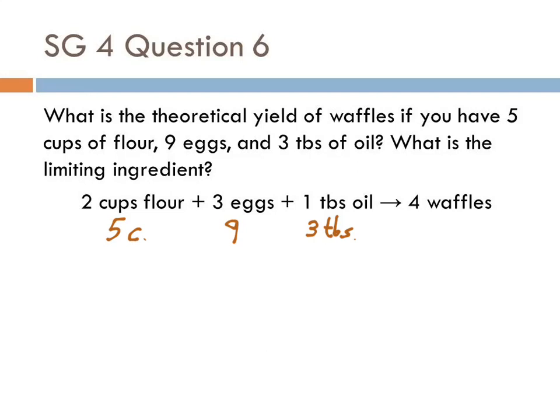And the question is, what's the theoretical yield of waffles? And that is a theoretical yield, especially with waffles, because they're easy to screw up, aren't they? Get them in the waffle iron and they break coming out or something, and whoop, there goes one waffle. So theoretical yield. Everything works perfectly. How many can we make? We're going to take each ingredient and find out how many waffles could we make if we used up all of that ingredient. So the first one we're going to do 5 cups of flour.